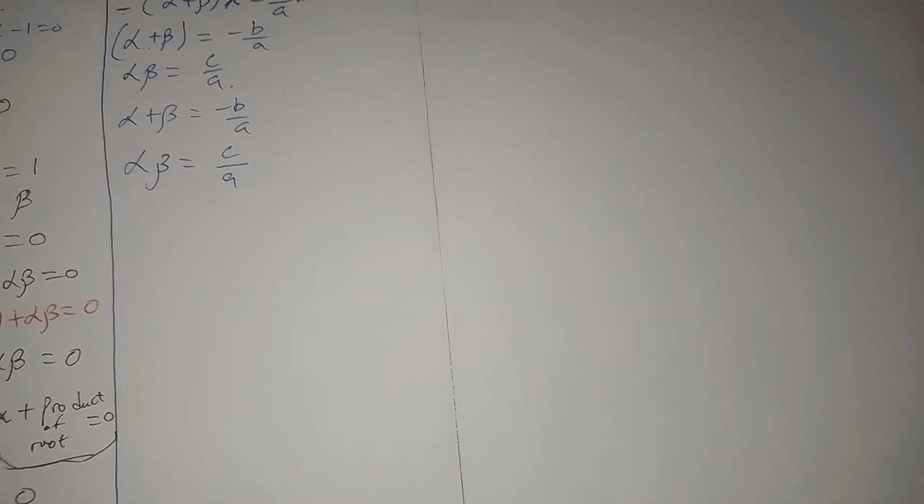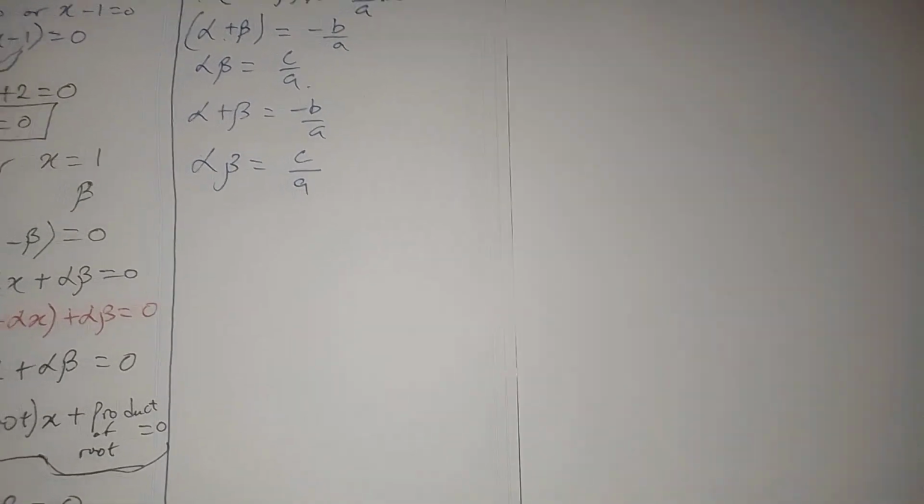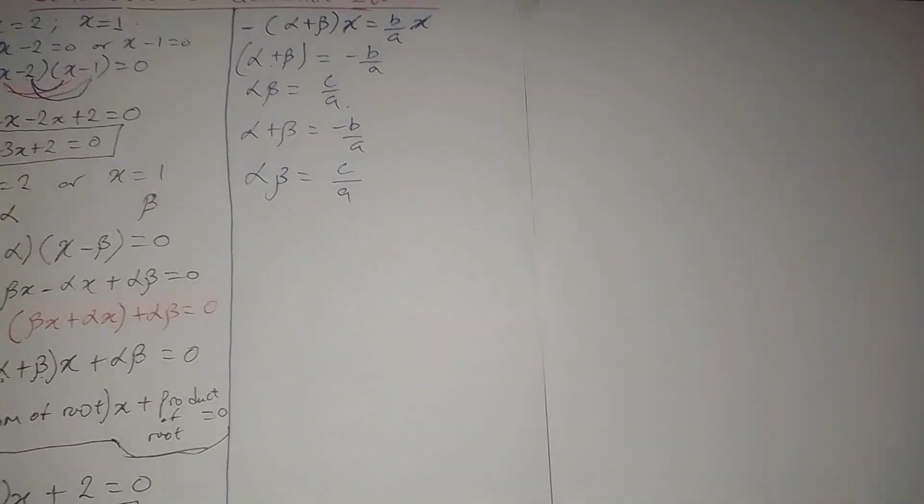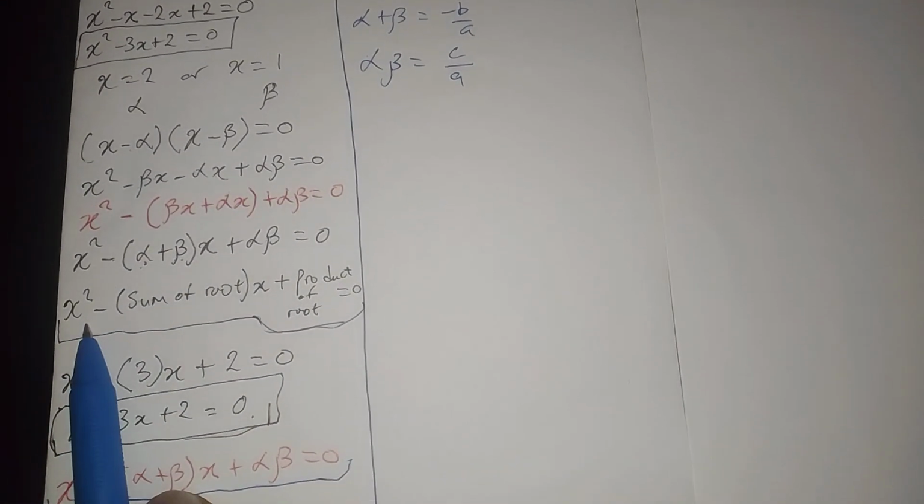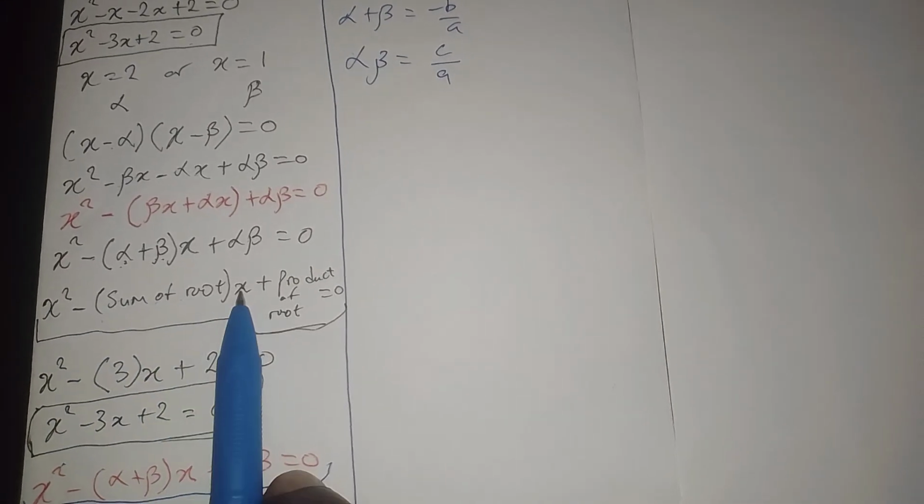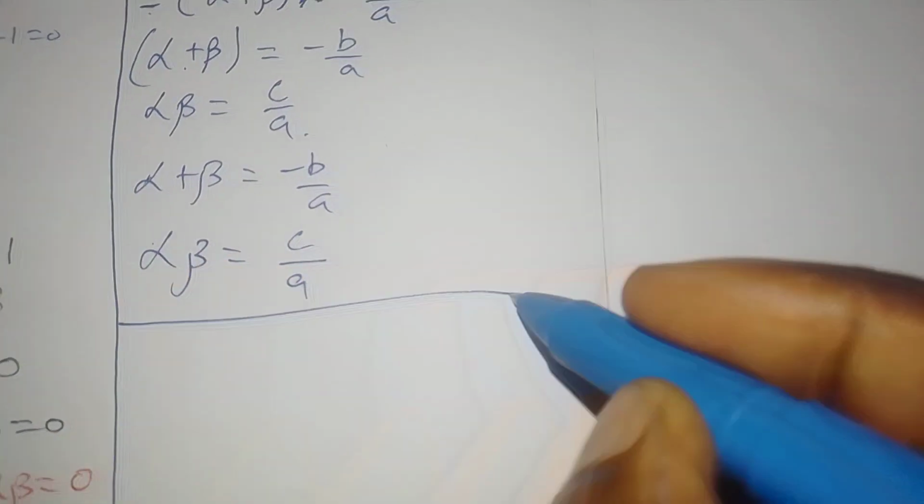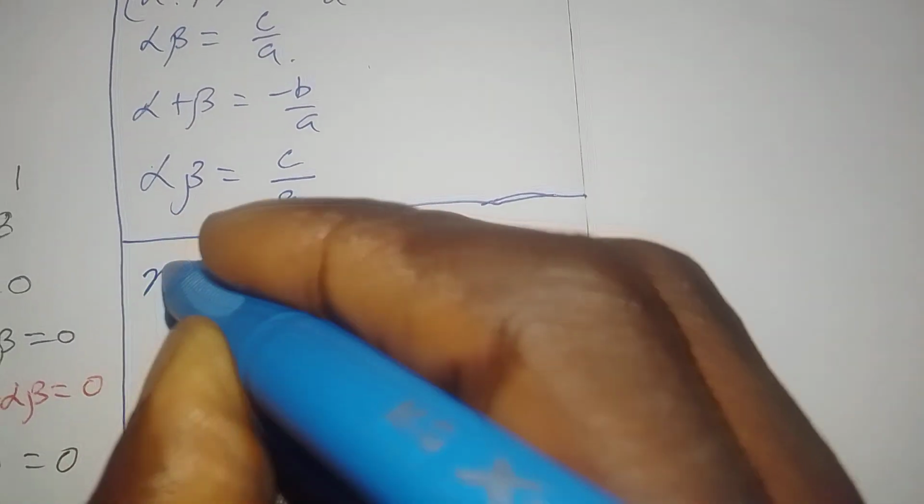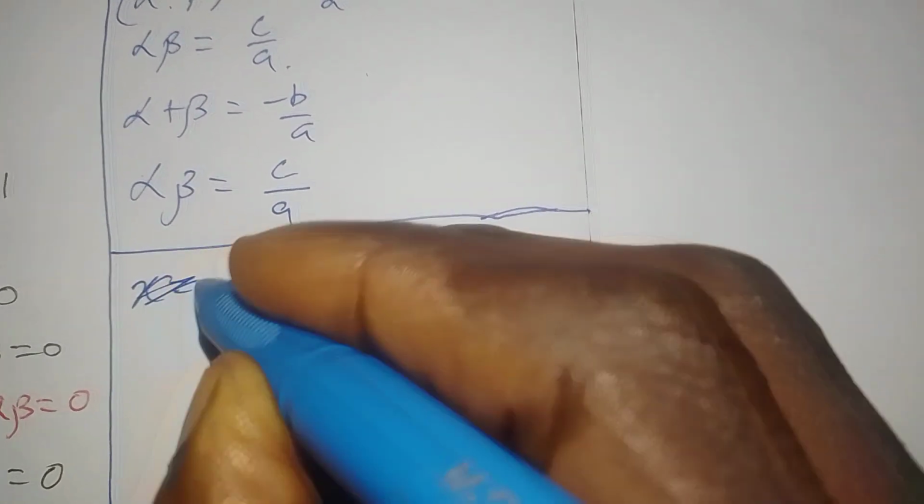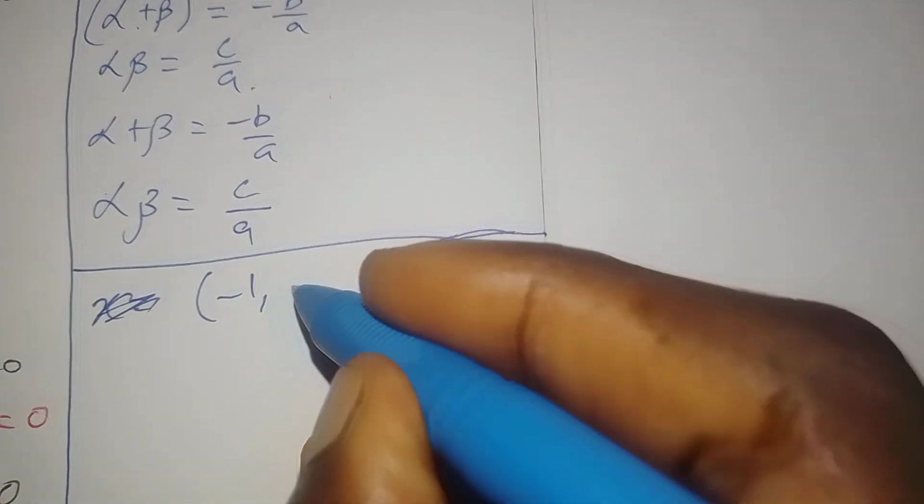How to construct a quadratic equation. Whenever you want to construct a quadratic equation, the best thing you can do is to use x square minus the sum of the roots times x plus the product of the roots equals 0, or do the easy way. Once they give you the roots, just bring them back. Let's quickly form one. They say construct the quadratic equation whose roots are minus 1 and 7.